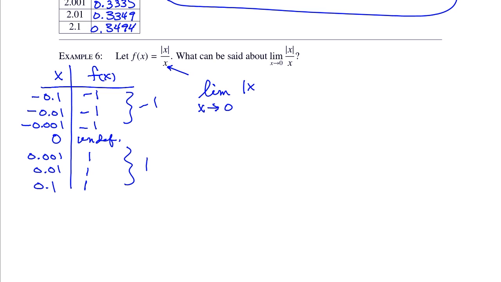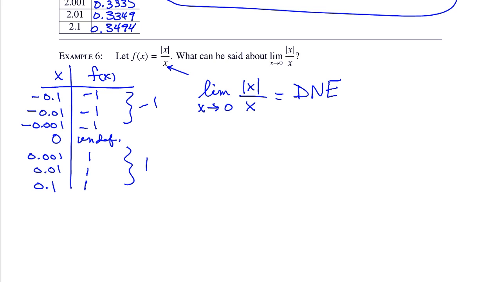She says this, right? The limit as x goes to 0 of the absolute value of x over x. Since these are not moving toward the same value, what do we say? The limit does not exist. And that is abbreviated DNE. The limit does not exist.